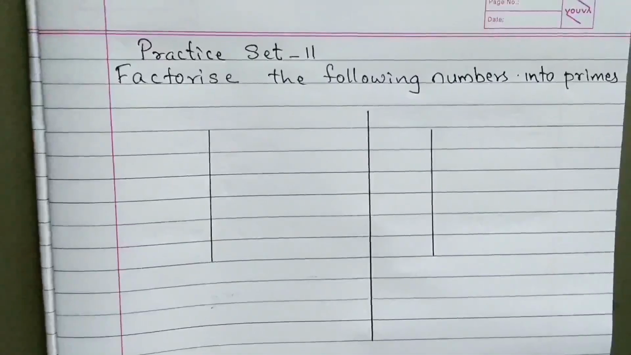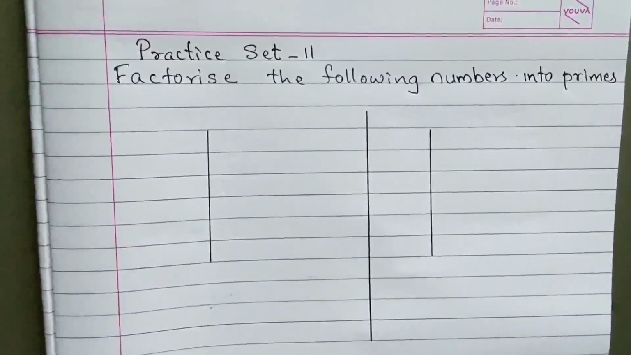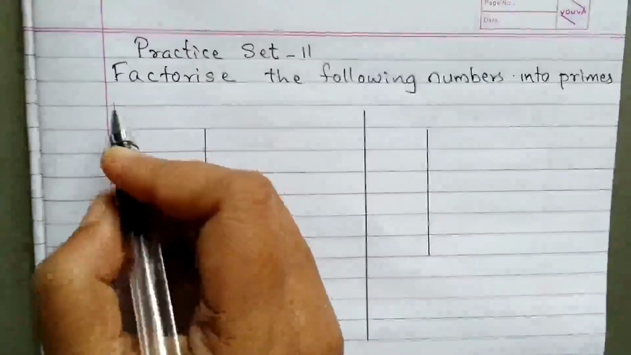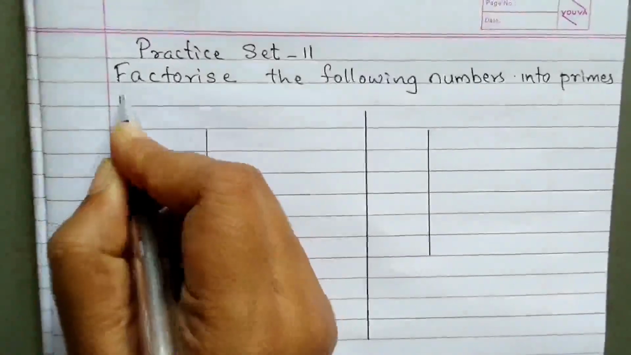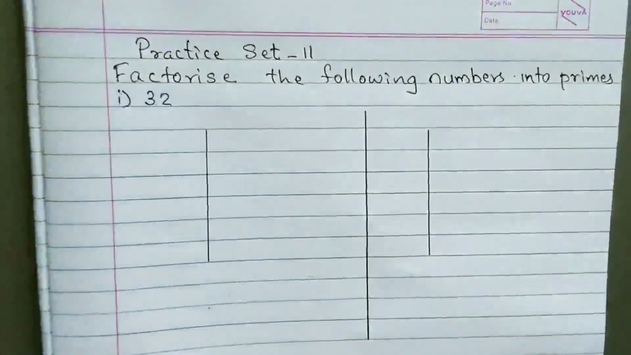Now let's move on to practice set number 11. The question is, factorize the following numbers into its primes. The first question is 32. A very easy one.